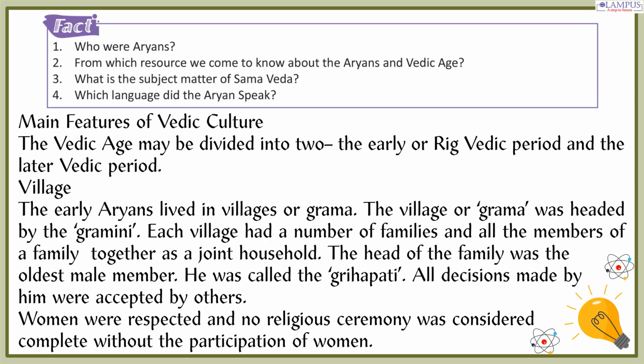The head of the family was the oldest male member. He was called the Grihapati. All decisions made by him were accepted by others. Women were respected and no religious ceremony was considered complete without the participation of women.